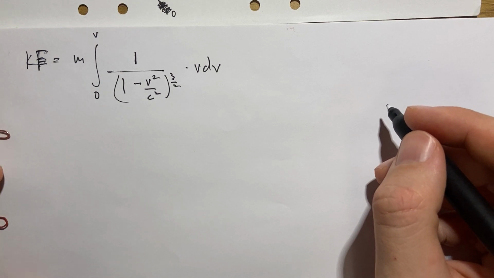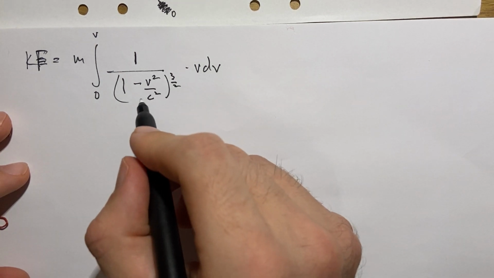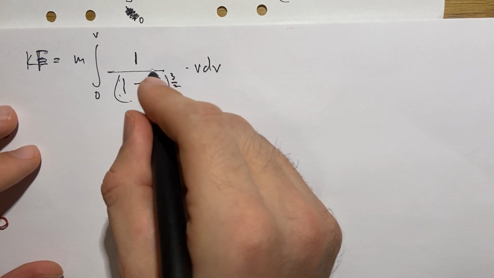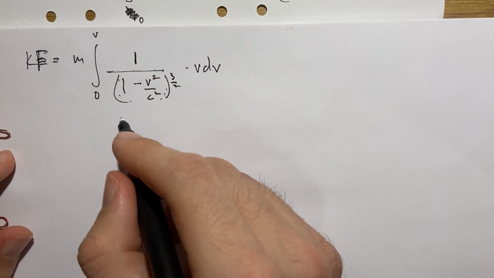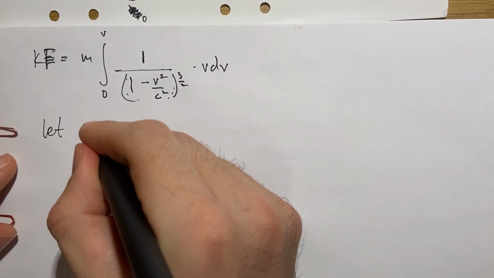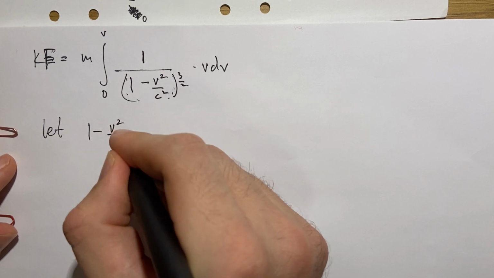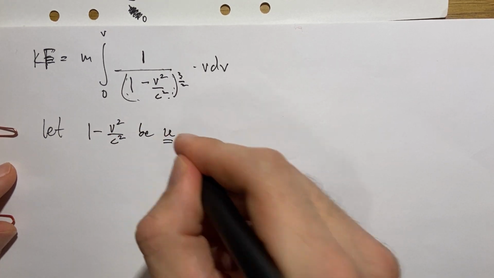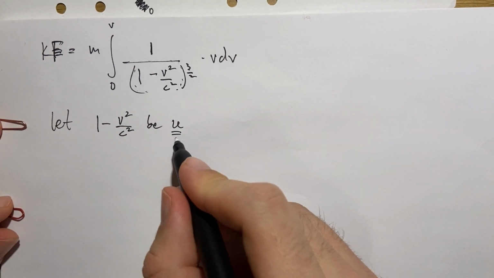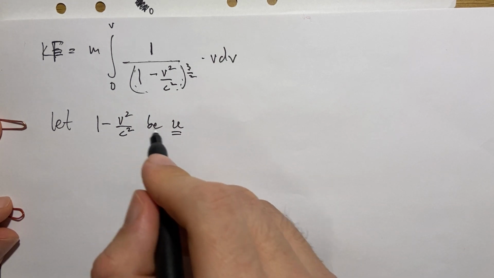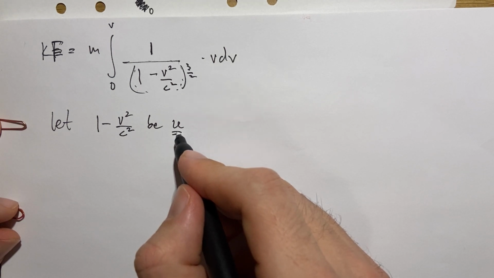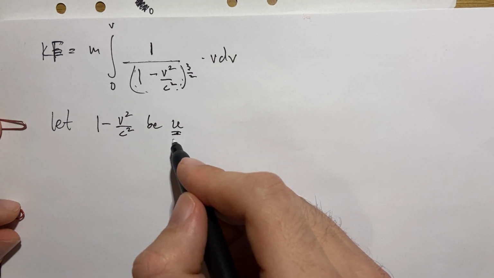Actually, I think we should use the substitution rule now, because this expression is a bit more complicated. So let's use the substitution rule for that expression. Let the expression 1 minus v squared over c squared be u. So what are we going to get? If we let this be u, then we want to integrate with respect to u as well.